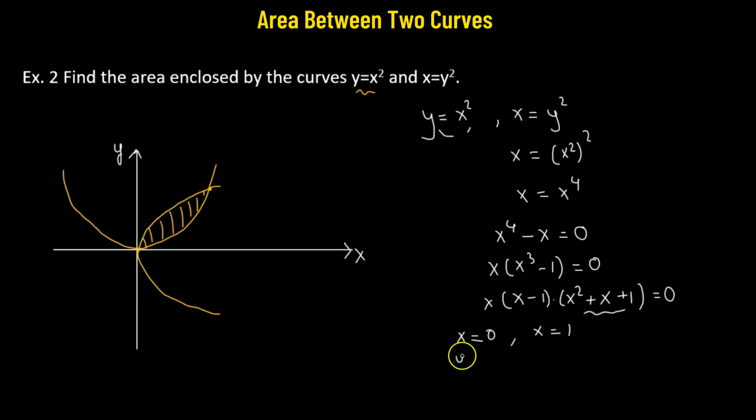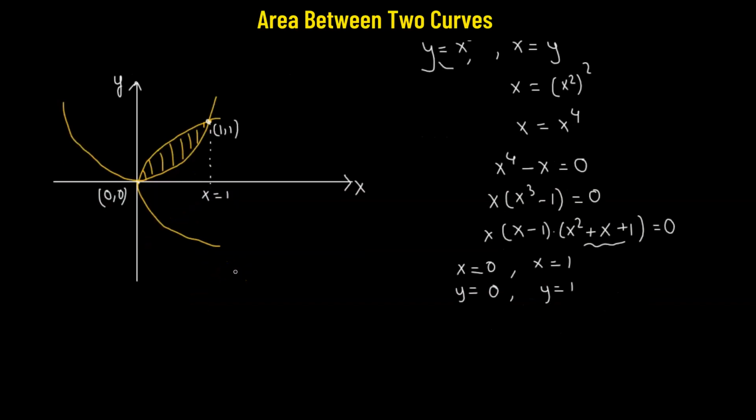Now for x equals 0, the corresponding y value, which we can obtain by substituting the value of x in either of the two equations, is going to give us 0. And for x equals 1, we have y equals 1. So we have our points of intersection: 1 comma 1, and 0 comma 0. So we'll integrate the function from x equals 0 to x equals 1.